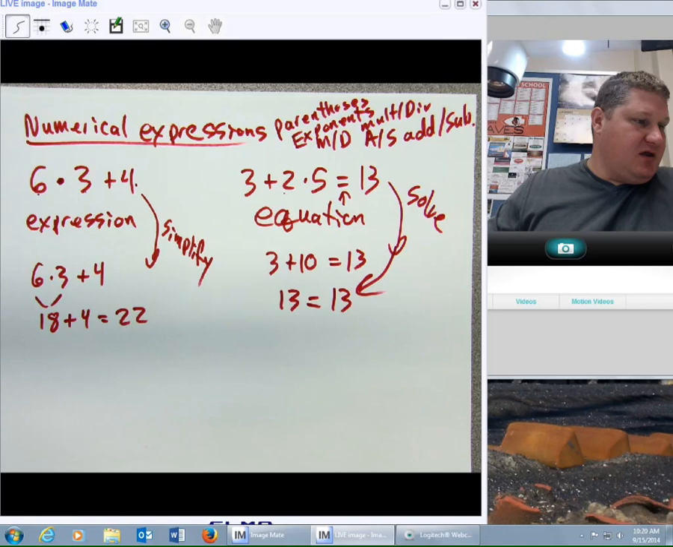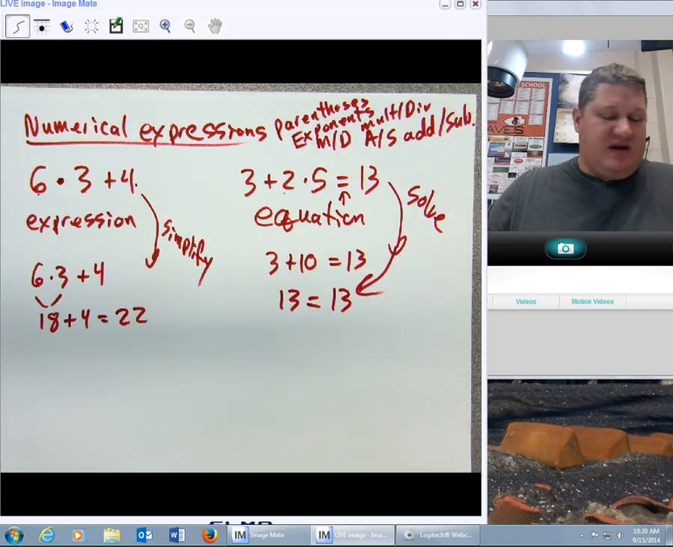Okay, using the order of operations, we have to simplify expressions. We'll come back and do a few more examples of that later.